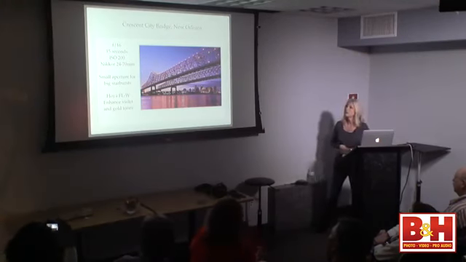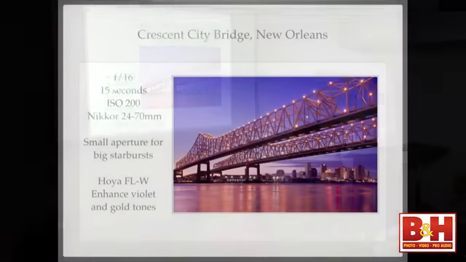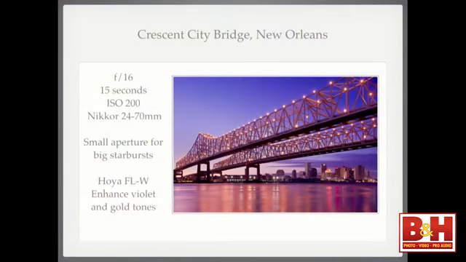So the recipe for this Crescent City Bridge picture, you can see it was just F16. Why F16? I'm stopping down to create these beautiful little starbursts. You see the starbursts that run across the length of the bridge. That's an element of stopping down and having these little starbursts happen. And each lens is going to interpret that a little bit differently. So 15 seconds, ISO 200, 24 to 70 millimeter lens. Again, I find that lens to be very valuable in working with that.